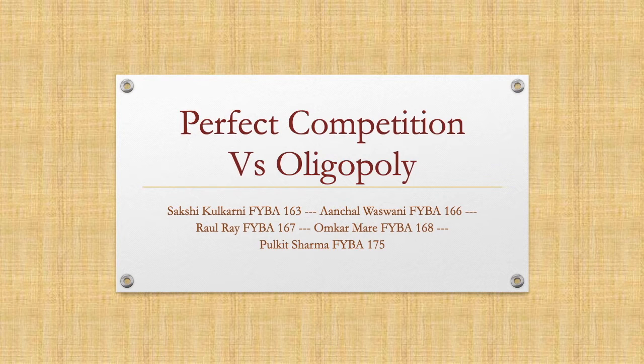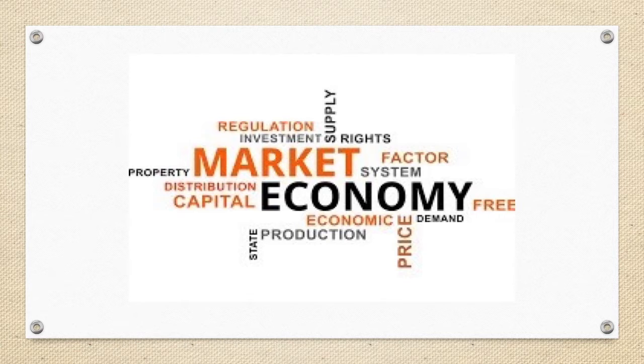Today, we are going to learn about two structures of market, oligopoly and perfect competition. Let's first understand the meaning of market. In a capitalistic economy, the market is considered to be one of the most important institutions. In market, consumers exercise their free choice and the producers take decision about the allocation of resources. In common parlance, market refers to a place where goods are bought and sold.